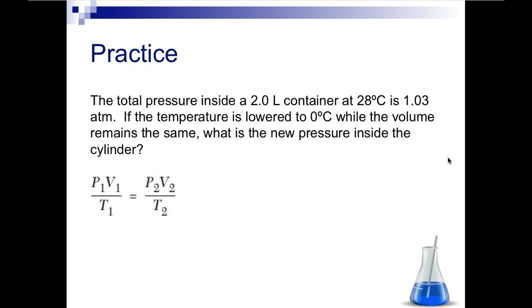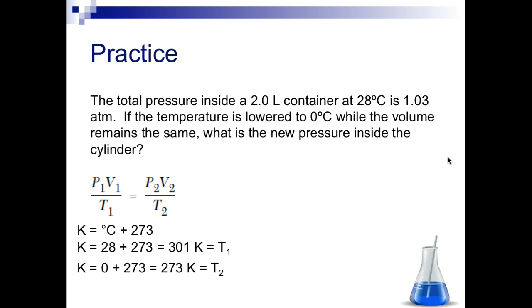Great, welcome back. What did you come up with? You should have first converted all of your temperatures to degrees Kelvin. Then what you should have done is plugged in. Our initial pressure is 1.03 atm, and it's a 2-liter container, and that temperature is 301 Kelvin. Our second pressure is what we're solving for. Our volume didn't change, and then our second temperature is 273 degrees Kelvin.